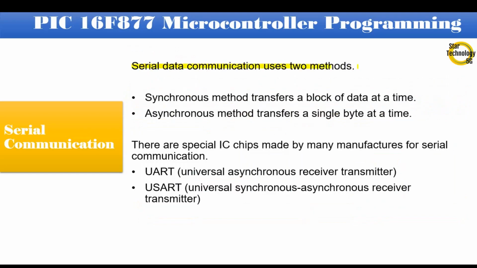Serial data communication uses two methods. The synchronous method transfers a block of data at a time. The asynchronous method transfers a single byte at a time. There are special IC chips made by many manufacturers for serial communication. UART, Universal Asynchronous Receiver Transmitter. USART, Universal Synchronous Asynchronous Receiver Transmitter.